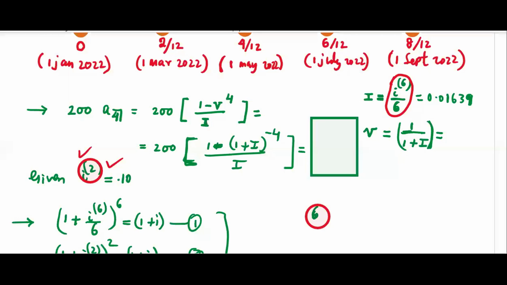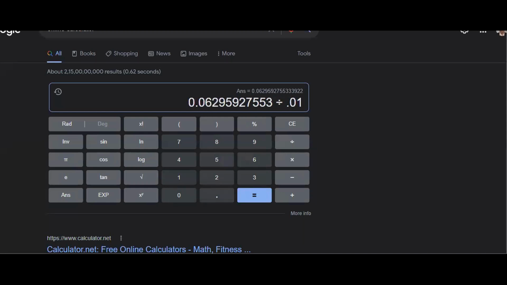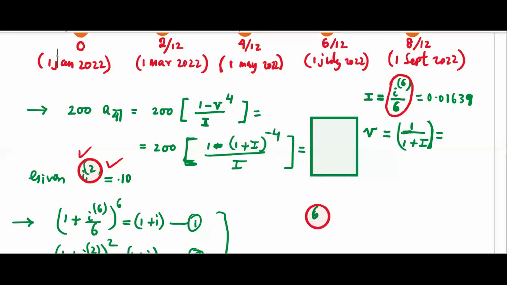1 plus i to the power minus 4. So if you find this, I subtracted 1, then I multiplied this by minus 1, then I divide by i, which is 0.01639. Whatever you got, you have to multiply by 200. Then you will get 768.2644.